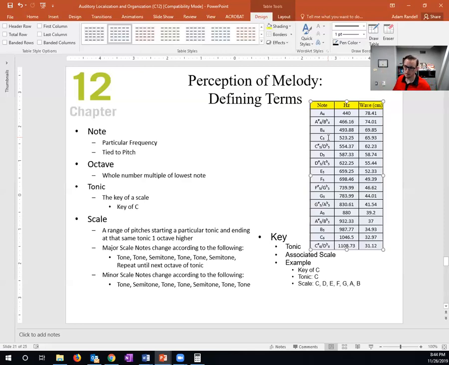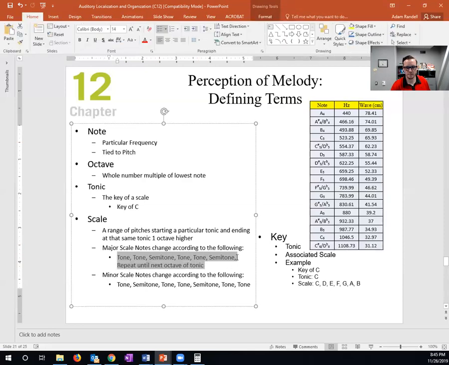Now, the scale is the range starting at the tonic and ending just before the same tonic, the same tone chroma, one octave up. All right. Now, if we're talking about a major scale, then the notes in between the tonic and the same tonic one octave up are determined by this pattern. All right, tone, tone, semitone, tone.